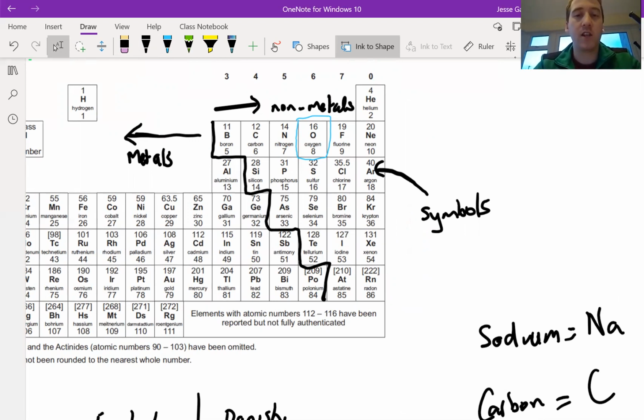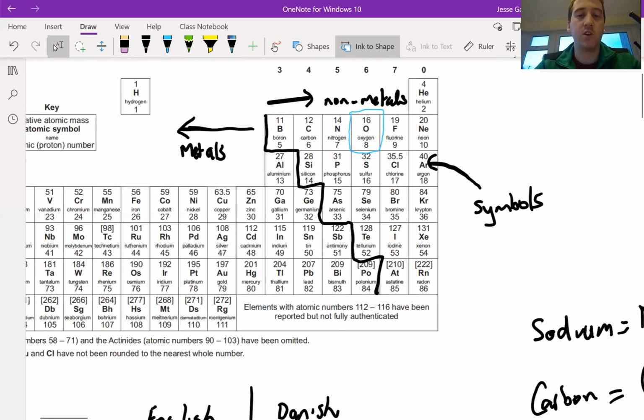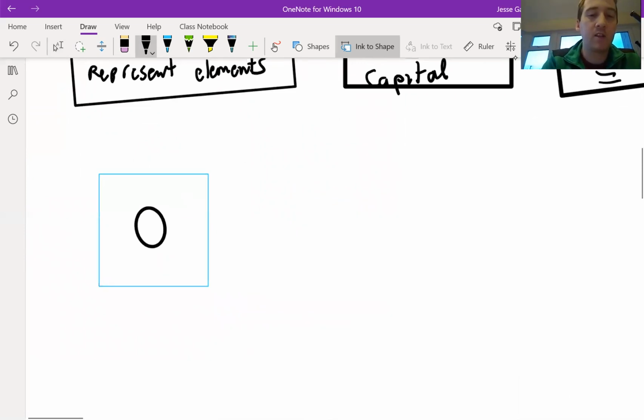Okay, so as you see, it's got a smaller number, which is 8, and it's got a bigger number, which is 16. Now, these numbers are not the same for all the elements. Just take a quick look at the elements around oxygen. You will see that those have different numbers. But we'll just focus on oxygen for now, so stay with me. Oxygen's numbers are 8 is the smaller number, and 16 is the larger number.